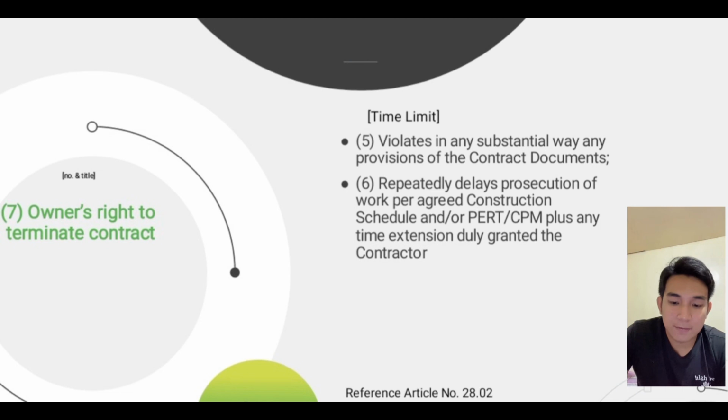Number 5, violates in any substantial way any provisions of the contract documents. Last is, repeatedly delays prosecution of work per agreed construction schedule and/or PERT or CPM plus any time extension duly granted the contractor. The reference article number is 28.02.